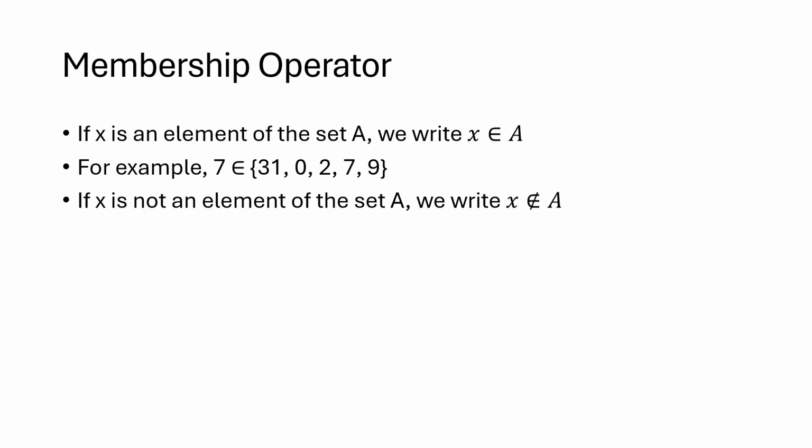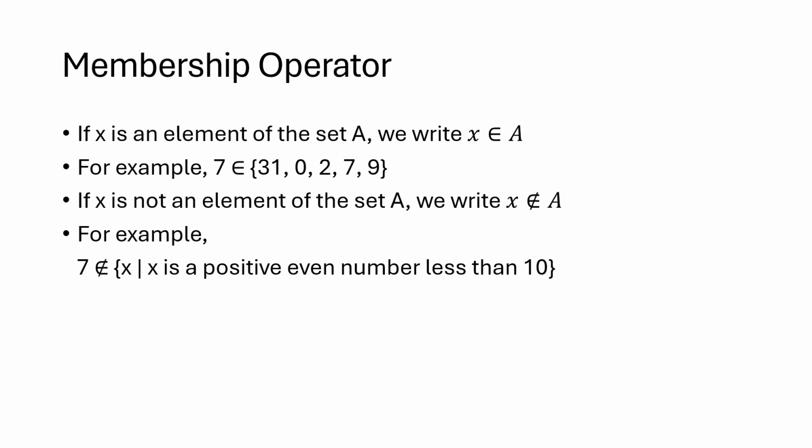And if it is not the case that X is an element of the set A, then we put a line through the membership operator and we say X does not belong to A, or X is not an element of A. An example of that would be: 7 is not an element of, and here I use set comprehension, the set of X's where X is a positive even number less than 10. Positive even numbers less than 10 are 2, 4, 6, and 8. And obviously 7 does not belong to that set, so 7 is not a member of that set.